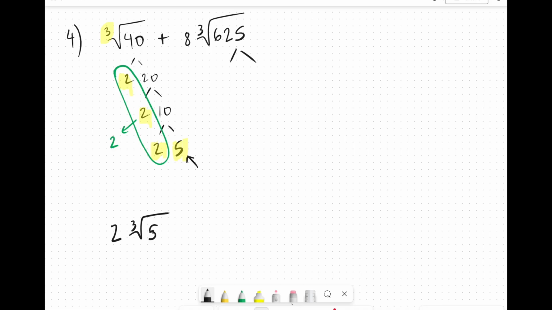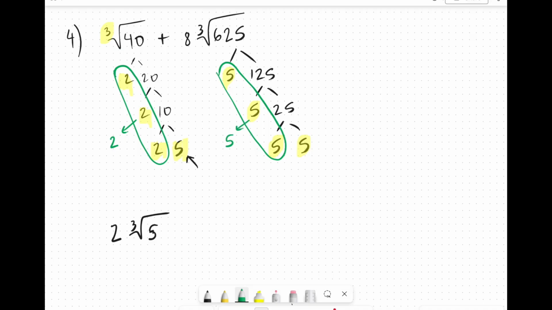So for 625, here is your breakdown. You have 4 5's inside of 625. 3 of them will make you a circle. 1 5 from that circle will travel outside. And the 5 that does not have a circle will stay back under the cubed root. And that is the simplified version of cubed root of 625.